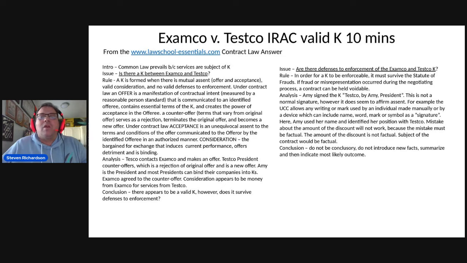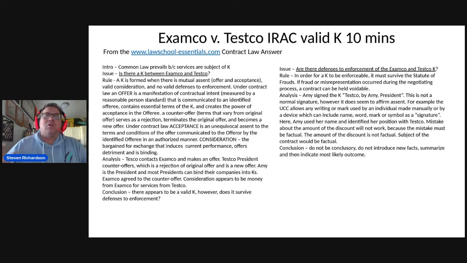There could be a mistake about the amount of the discount. That's not going to work because mistakes have to be factual mistakes. They can't just be, do over 50%, we want to renegotiate it to 20. That doesn't happen. The amount of the discount is not factual. The subject of the contract would be factual.